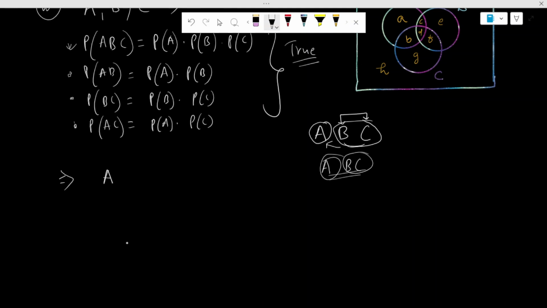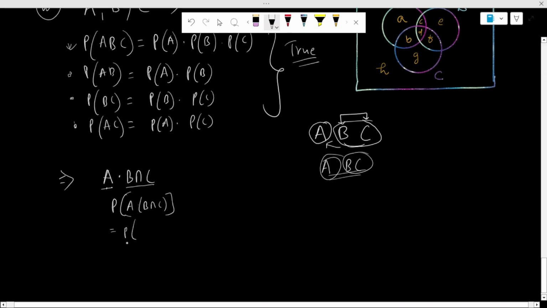So let me write B intersection C. B intersection C is one event. So let us see whether A is independent of this event B intersection C. So this is equal to the probability of A and B intersection C. B intersection C is simply BC. So the probability of A, B, C. So for the distinction, let us say A is one event, and we have constructed a single event from B and C. So this is equal to A intersection B intersection C when you use the distributive property.